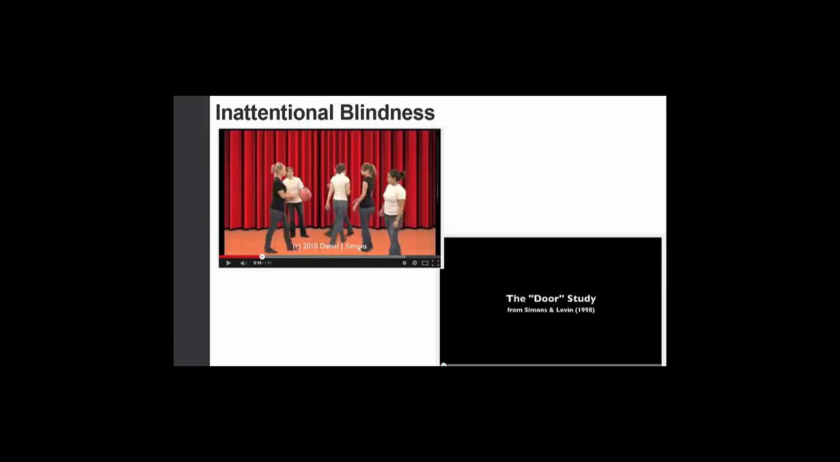So even though they may know about the person in the gorilla costume coming through the scene, it still highlights the effect that inattentional blindness can have. That's one of the reasons I like to use that particular example.